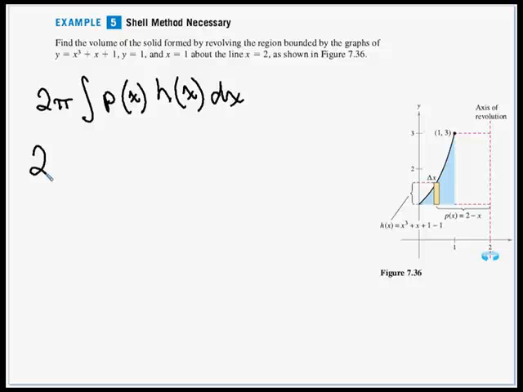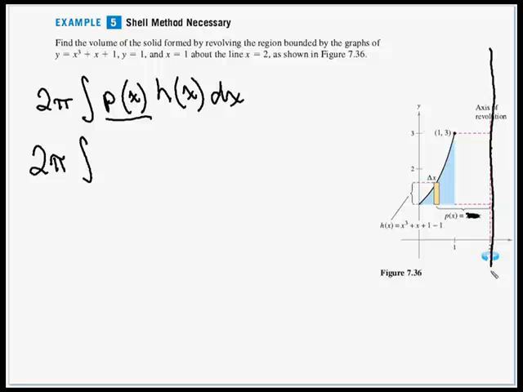Now this might be the toughest part here. Up until now, our axis of rotation was always the x-axis or the y-axis, so p of x or p of y was usually just the x-coordinate or the y-coordinate. That is not going to be so in this case. We need to look at the picture. P of x is the distance our representative rectangle is from the axis of revolution.